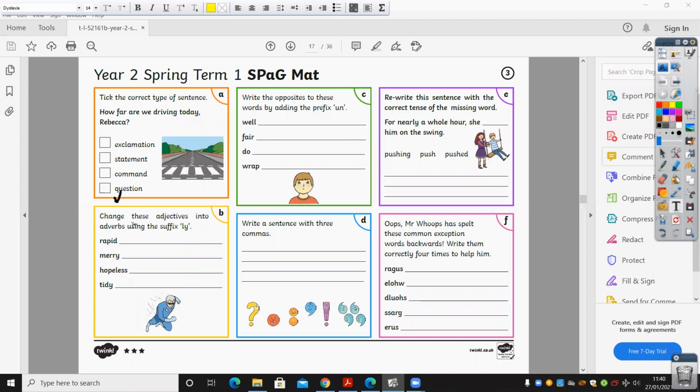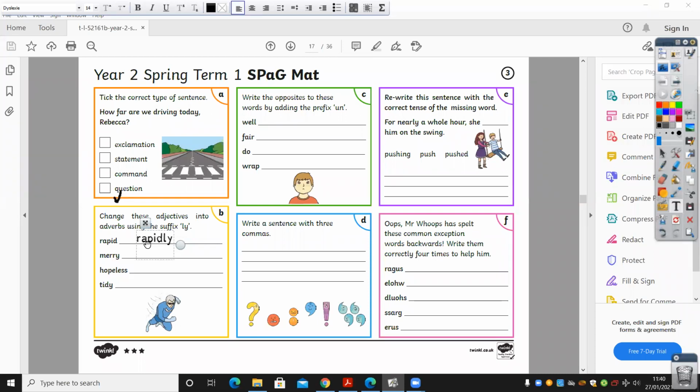Okay, let's have a look at question B. Change these adjectives into adverbs using the suffix ly. So if it's a suffix, I know it's going to go at the end of the word. So I'm going to start with the adjective rapid. And it's going to be rapid, and then I add the suffix ly. And suddenly from the adjective rapid, I have the adverb rapidly.